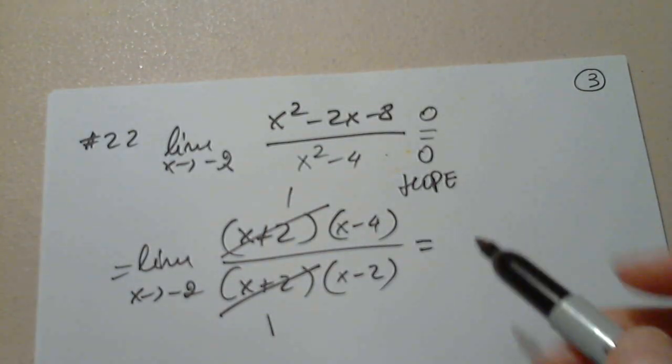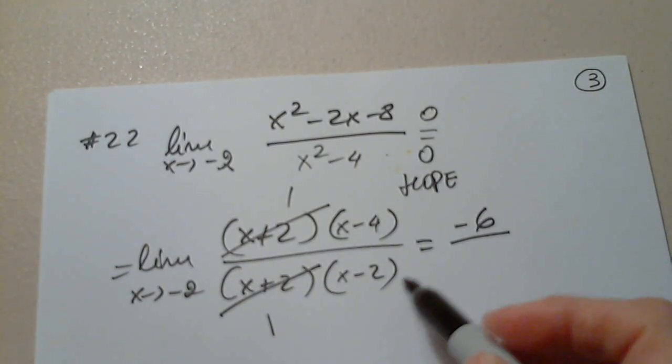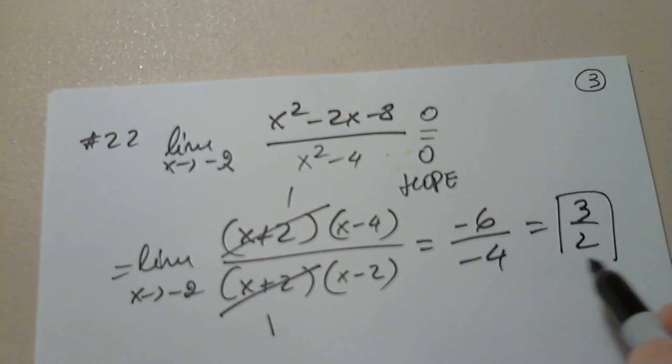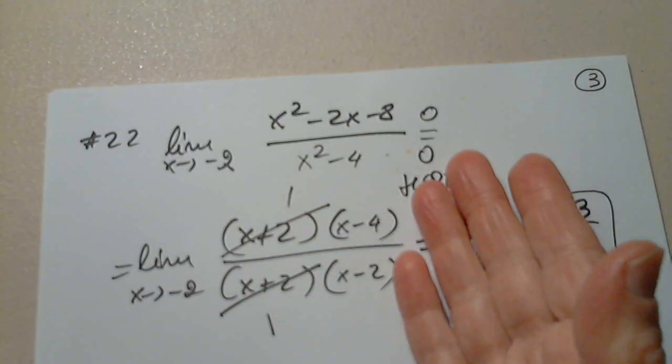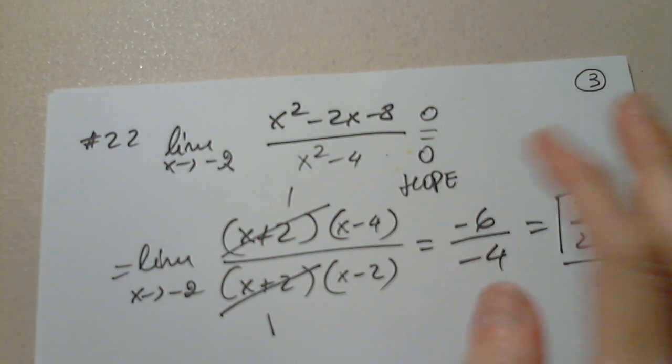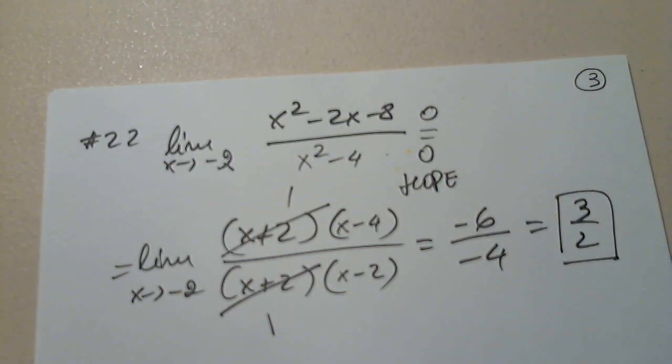Negative 2 minus 4 is negative 6. Negative 2 minus 2 is negative 4. I simplify and I get 3/2. So this is another situation in which I got either infinity over infinity or 0 over 0, and I was able to remove the problem because there is hope. Sometimes I can, sometimes I can't.